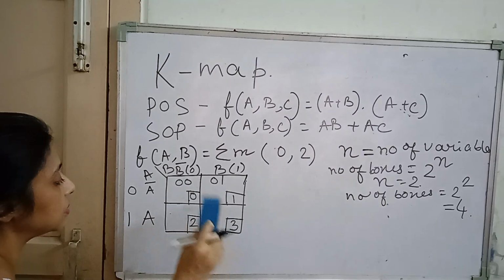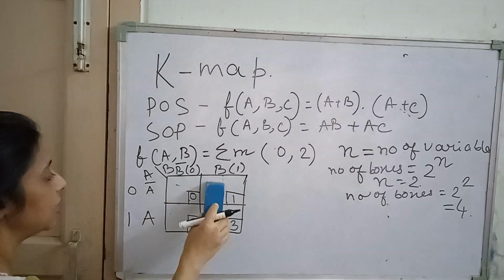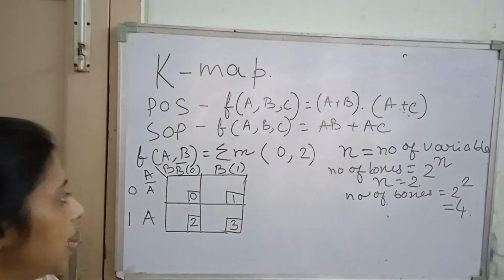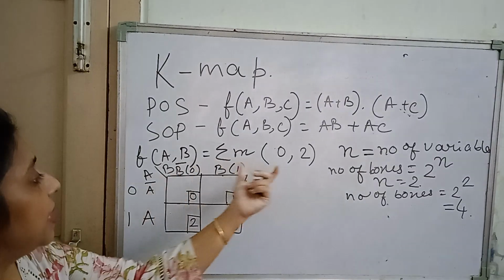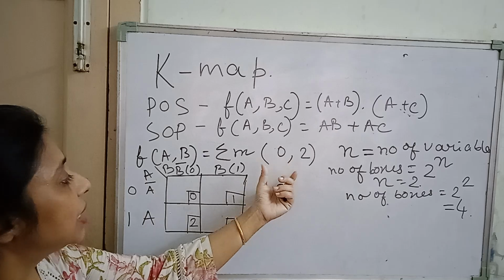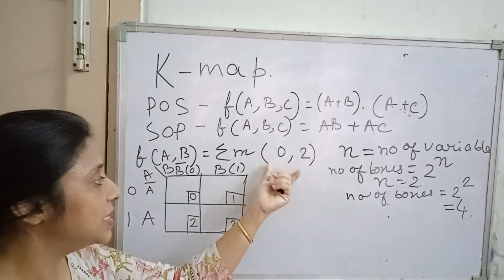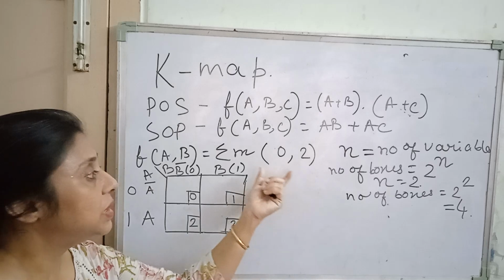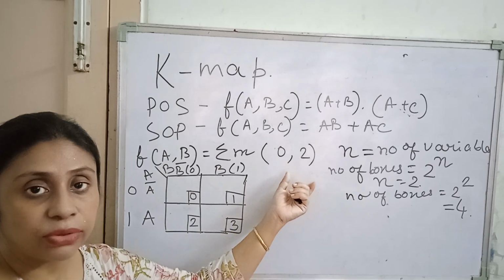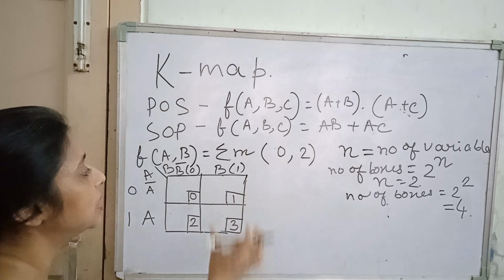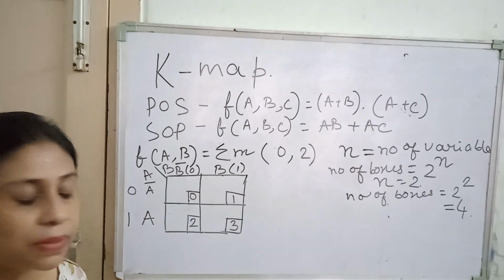Now I am removing this. This is for your understanding only. Now see, in this expression, what are the boxes? Those are mentioned over here, 0 and 2. So these boxes, those box numbers, are mentioned in the minterm expression. This is called the minterm expression.